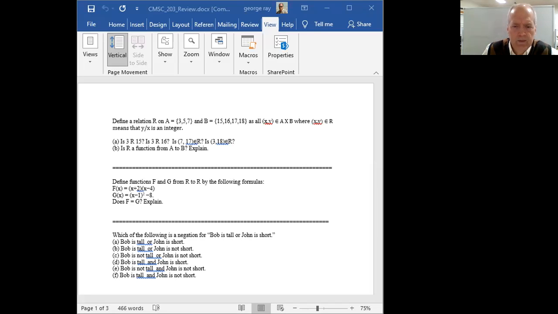Okay, let's take a look at the second question. Here we see two functions, f and g, that are defined in the real numbers by the following formulas. f of x is equal to (x + 2)(x - 4), and g of x is equal to (x - 1) squared minus 8. The question is, does function f equal function g? So take a couple of minutes and look at this one, and we'll go over the answer.